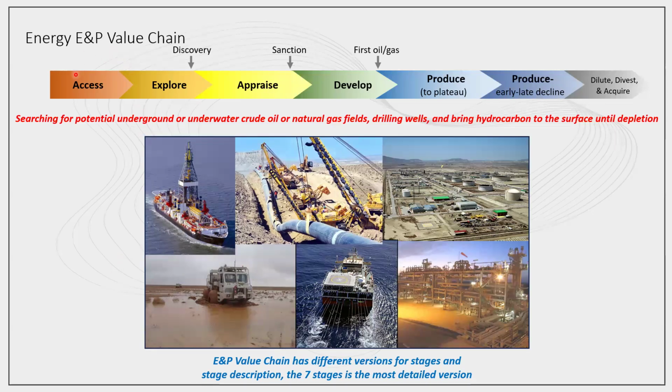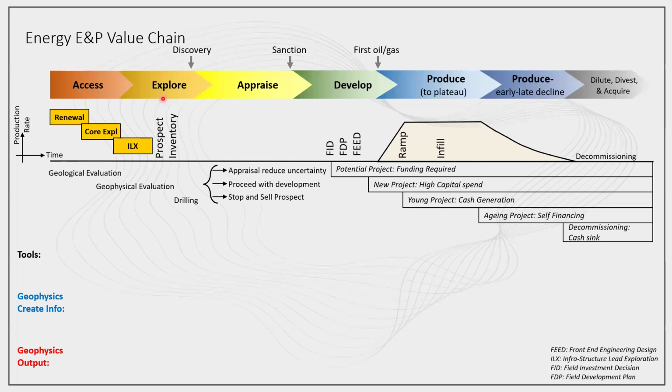Let's start with the access. Let's first talk about those stages in detail in the next slide. Let's first introduce the scale here. We have the horizontal scale, which represents the time across the whole value chain, and we have the vertical scale, which is the production. Let's go through each one of them and understand the role of each one.